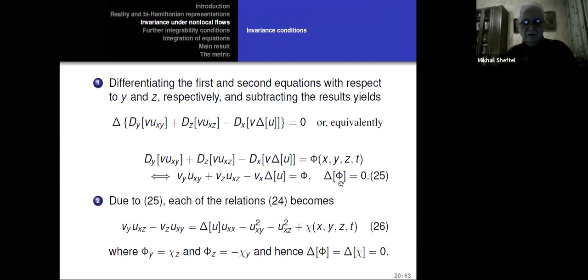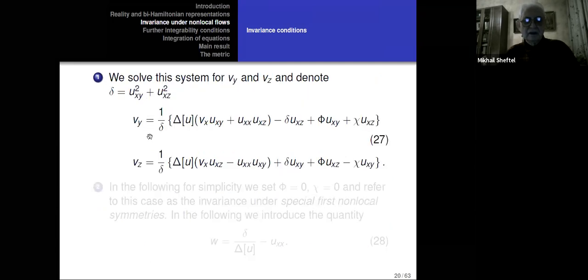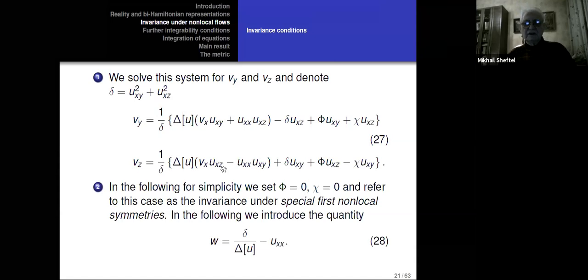And here, phi and psi are conjugate harmonic functions in variables y and z. Then we solve this system, which is linear in Vy and Vz with respect to y and z, and denoting small delta as uxy squared plus uxz squared, we obtain such result. In the following, for simplicity, we set phi and psi equal to 0 and call this case the invariance under special first non-local symmetries. Not just first non-local symmetries, but special first non-local symmetries.